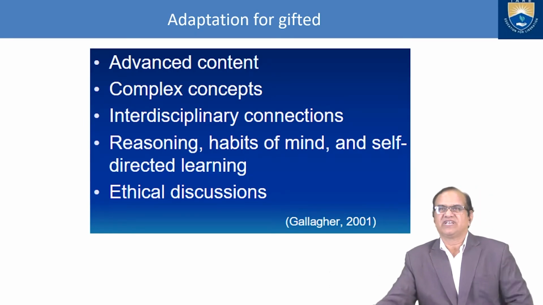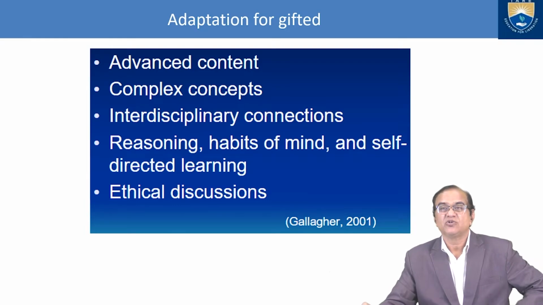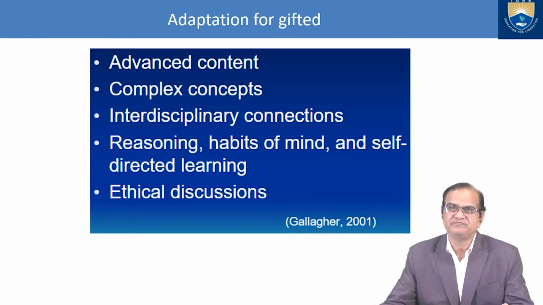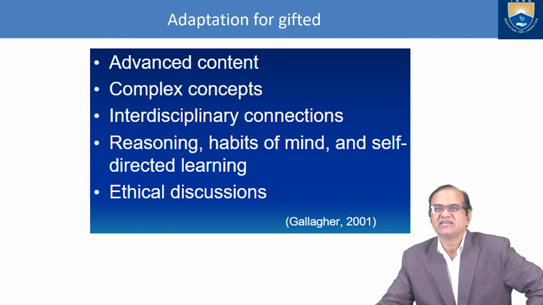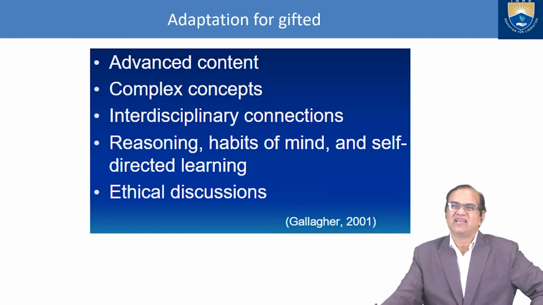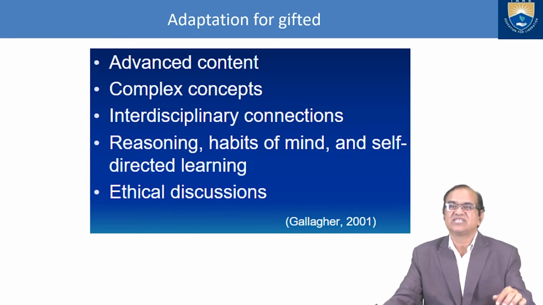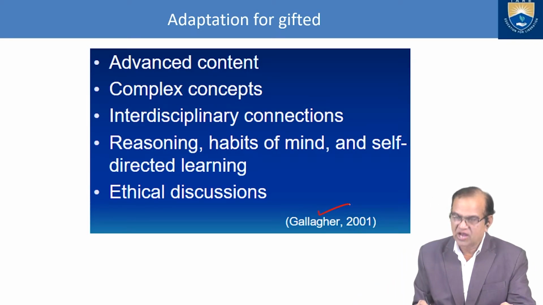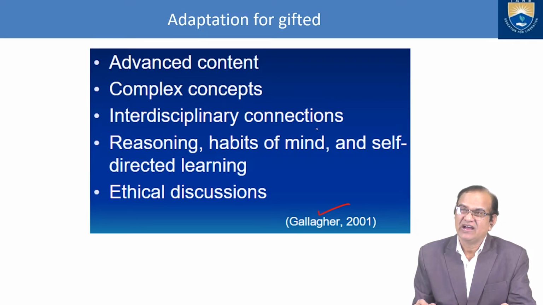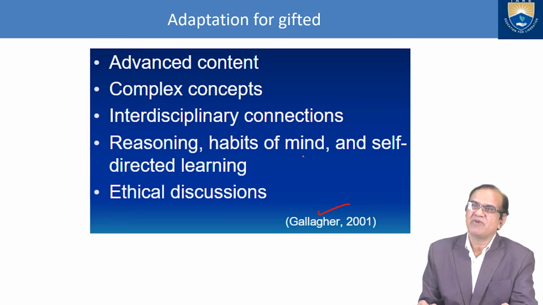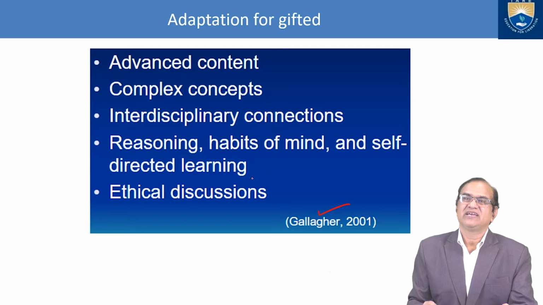Now, adaptations for the gifted. Adaptation for the gifted. In this: advanced content, complex concepts, interdisciplinary connections, reasoning, habits of mind, self-directed learning, and ethical discussion. These I have taken from Gallagher 2001. So advanced content, then complex concepts, interdisciplinary connections, reasoning, habits of mind, self-directed learning, ethical discussion.